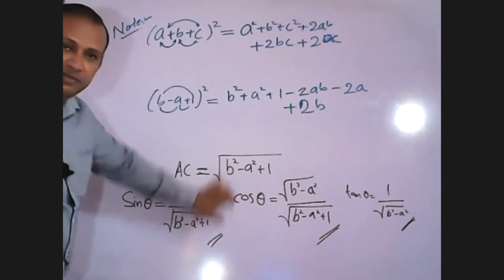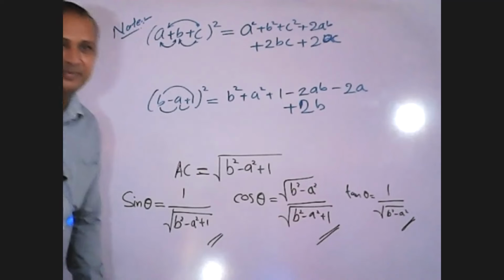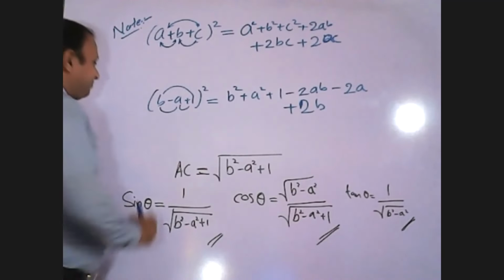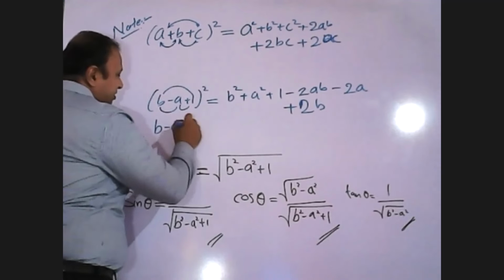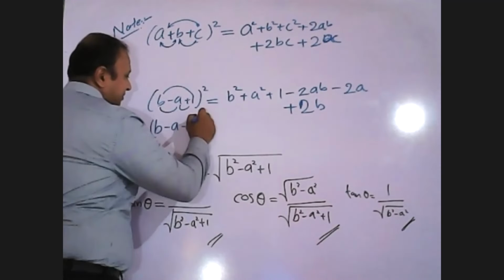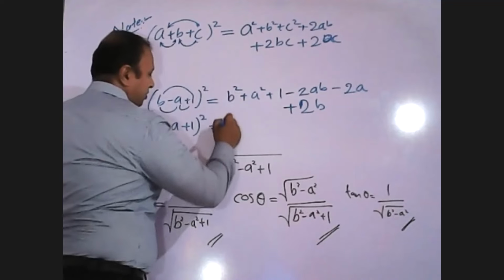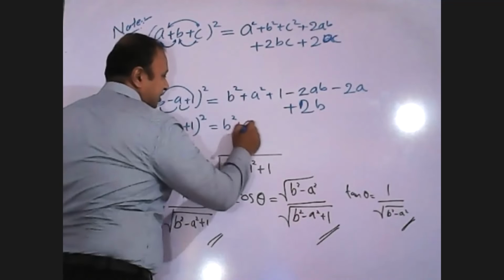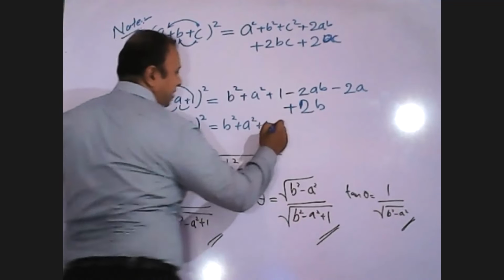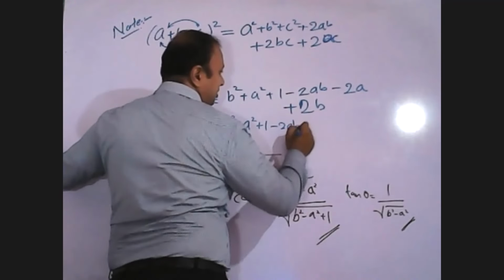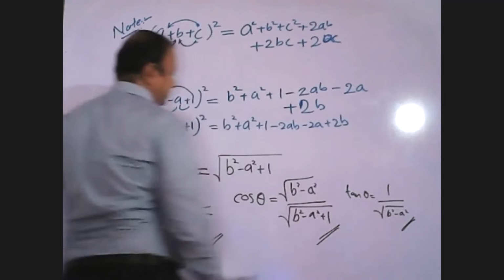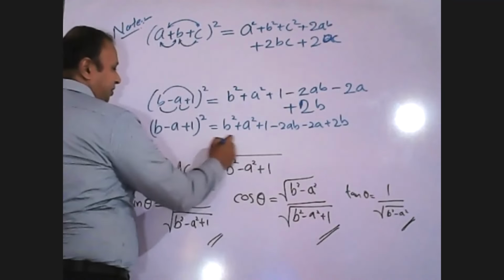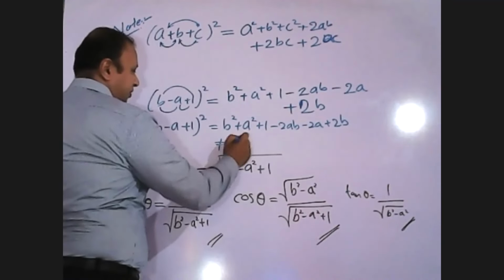Plus 2 times b. Therefore, the square of this thing is equal to this one, not to this one. Do you understand? Therefore, the square of this thing is equal to b squared plus a squared plus 1 minus 2ab minus 2a plus 2b. Okay, not to this one.